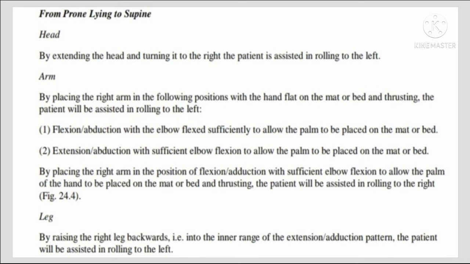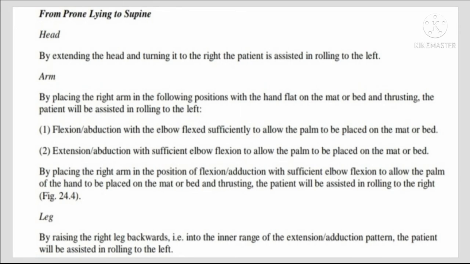From prone lying to supine. By extending the head and turning it to right, the patient is assisted to roll to the left. By placing the right arm in the following position with the hand flat on the mat, the patient will be assisted in rolling to the left.